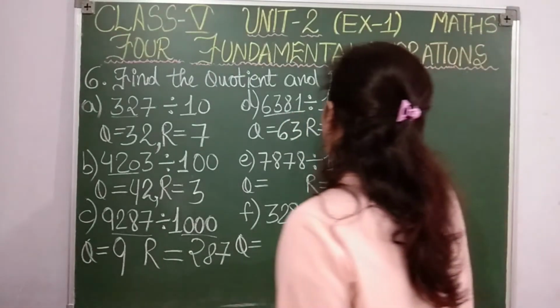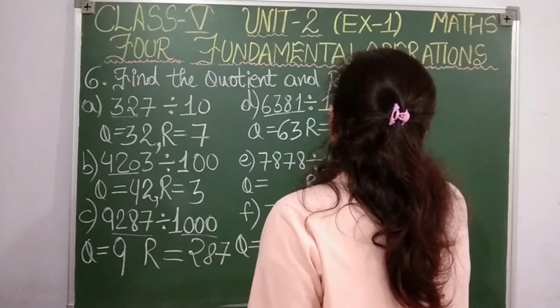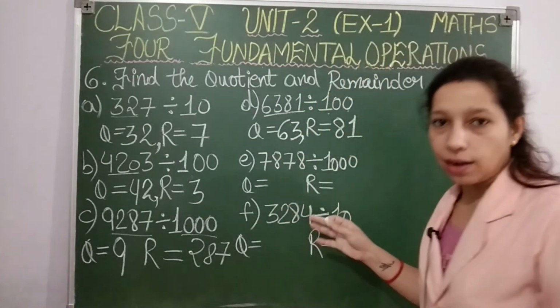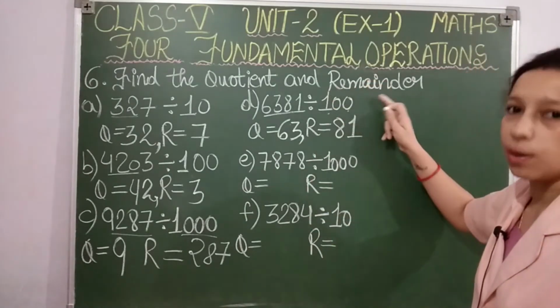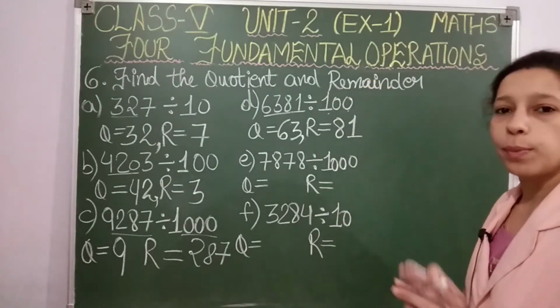So students, 381 minus 300, how much will you get? You will get 81, and 81 we can't divide by 100 without taking decimals. So here we are not going to take decimals because we are asked to give the remainder, isn't it? So 81 will be our remainder.